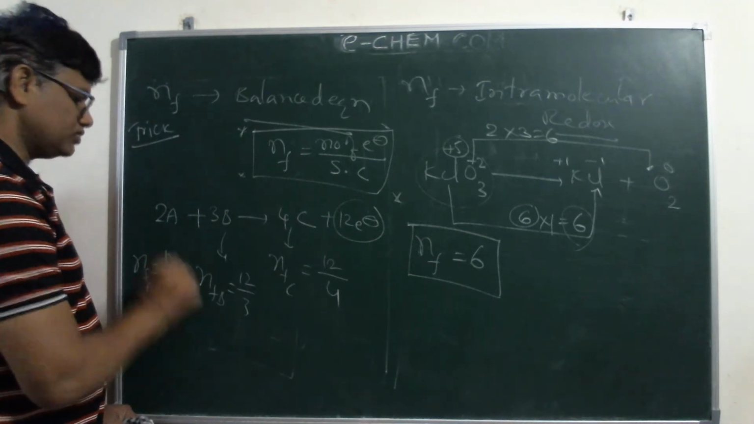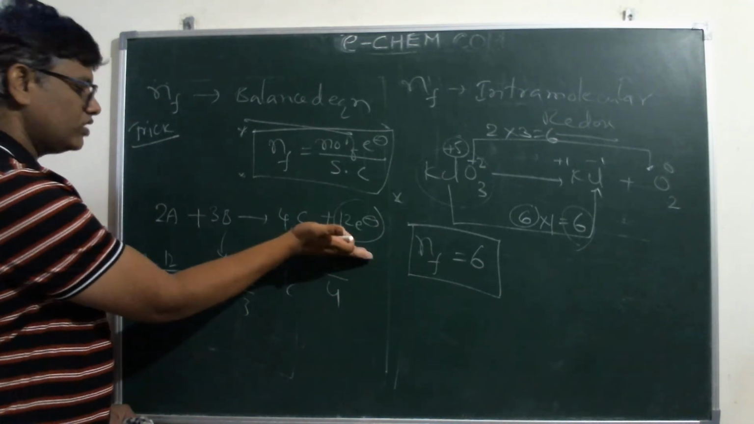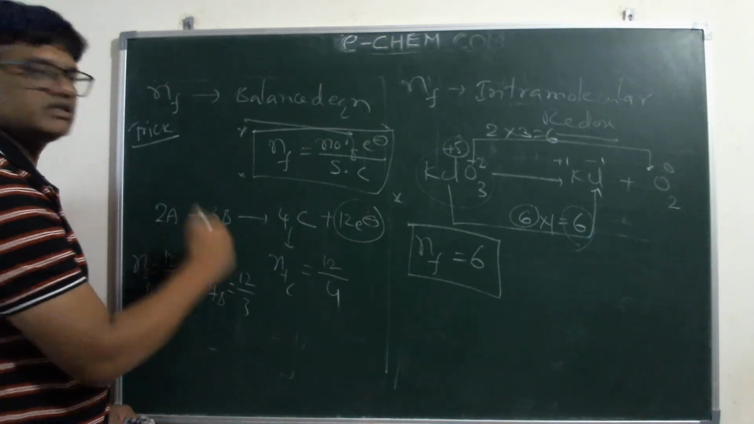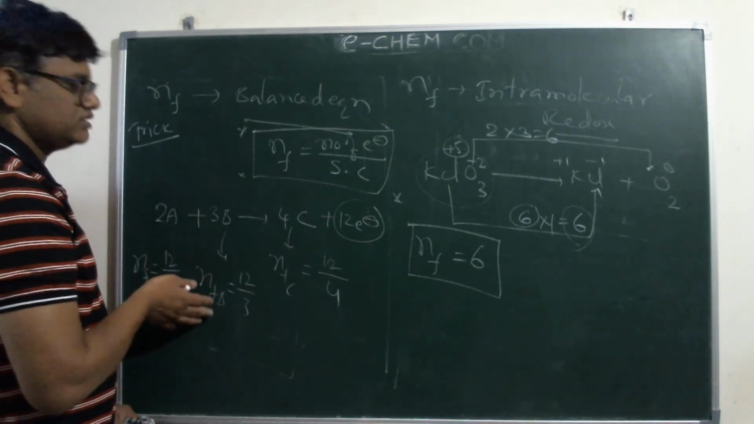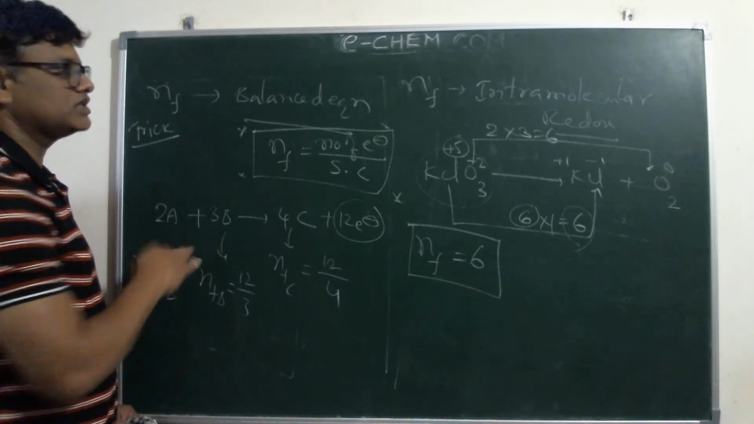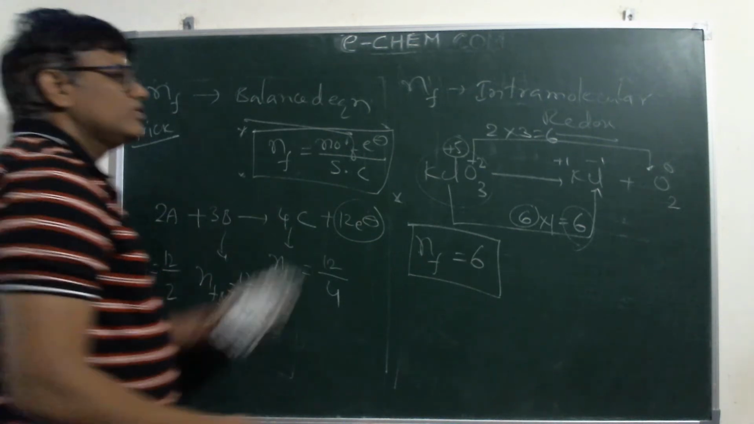So like this, you have to take how many electrons are involved, and if you want to calculate the N factors for each and every component, you have to divide the number of electrons by the stoichiometric coefficients present in the balanced equation. This is a trick. Let's have an example for that.